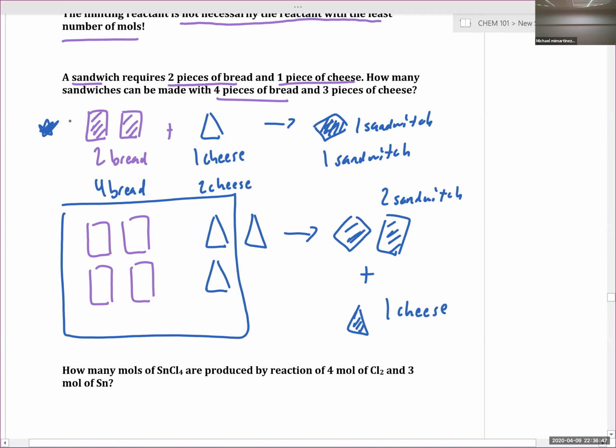Does that make sense to everyone? Does everyone understand how we're not just counting moles, we're considering the stoichiometry? We use up 2 pieces of bread to make a sandwich. So we run out of bread before we run out of cheese. Does that make sense to everyone? Any questions on this analogy? Everyone's quiet in the chat. Any questions I can address?